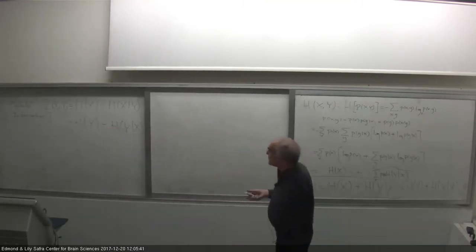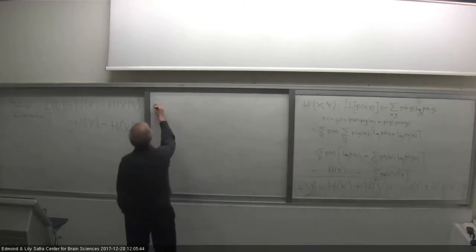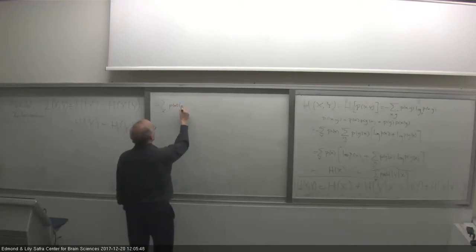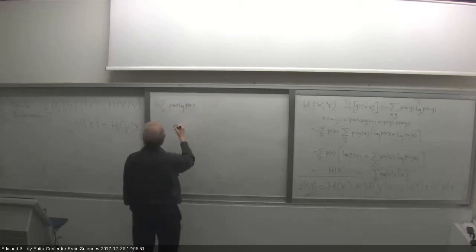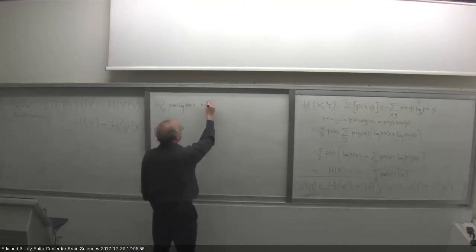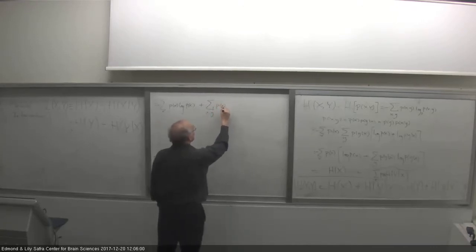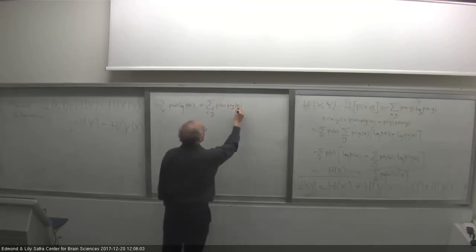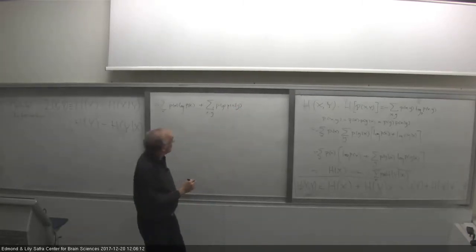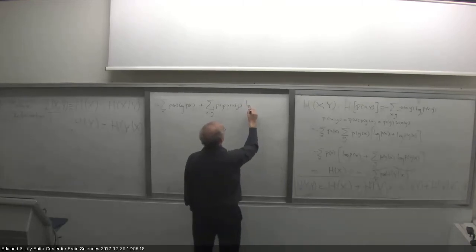But actually, you can write it explicitly. So what is it? I write it like this. This is minus the sum over x of p(x) log p(x), minus, this minus actually plus, the sum over x and y of p(x) times p(y given x), I'm sorry, p(x given y). So that's what I want here. Log of p(y).